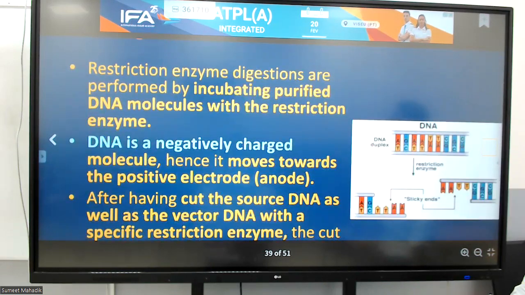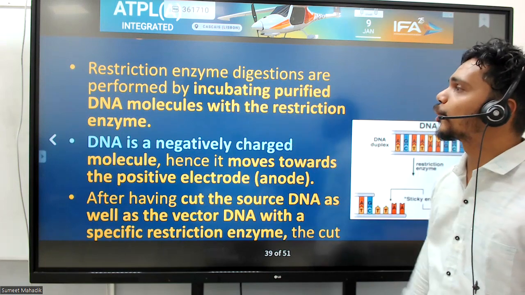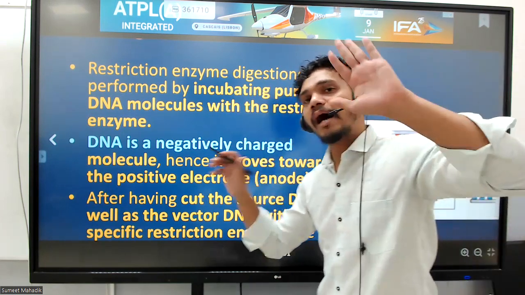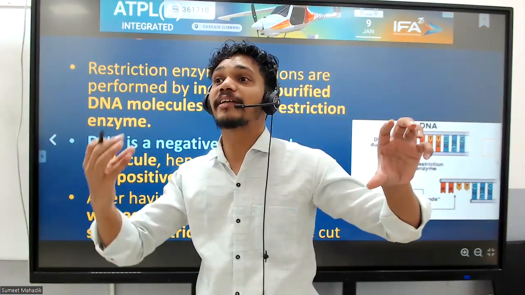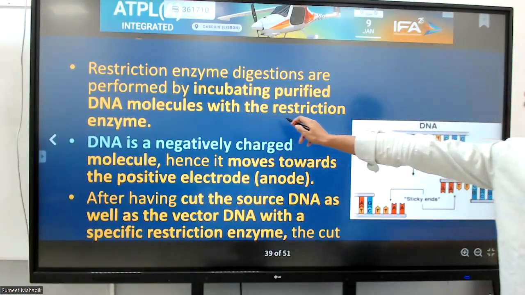Restriction enzyme digestions are performed by incubating the purified DNA molecule with the restriction enzyme. Our chapter is done; right now we're just studying the extra topic.